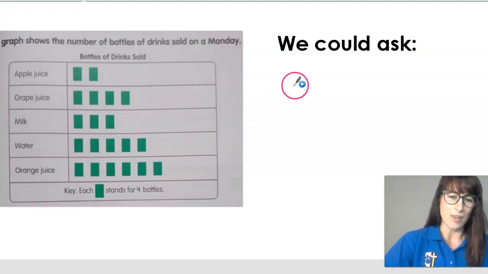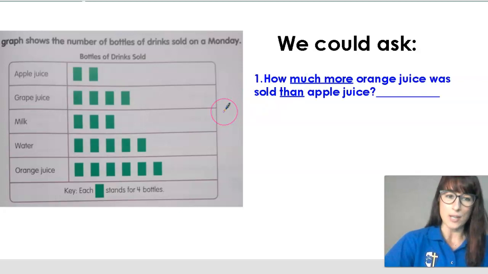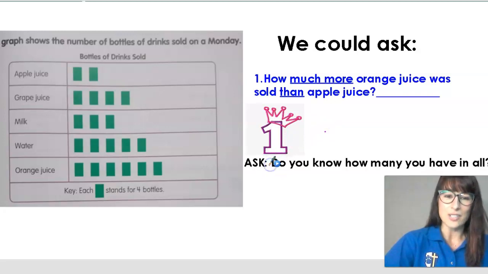Okay, they want us to ask questions about the graph. I can think of one. Why don't we ask how much more orange juice was sold than apple juice? Okay, now when you see this question, you know that you will be subtracting. That's correct. But in order for me to subtract, the first thing that I have to ask, again, is: do you know how many you have in all? Very good. So let's see how many we have of orange juice. We have here 2, 4, 6. We said it was 24, right?